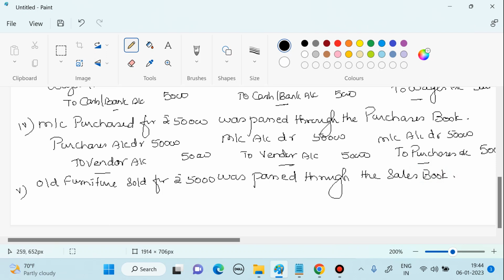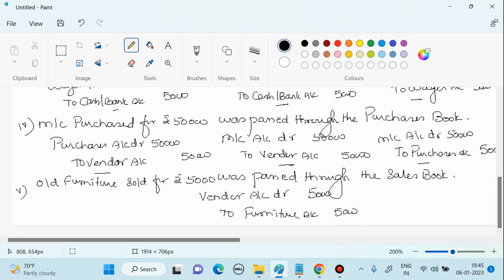The fifth one is old furniture sold for 5,000 was passed through the sales. So when you sell an asset, what are you supposed to do? What would be the entry passed? The person account debit to machinery or furniture or asset account. Very good. So it should be whoever is the vendor account debit to furniture account. You should have credited furniture account 5,000.